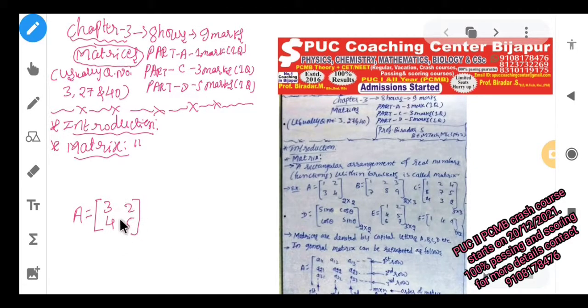Looking at this matrix, how many horizontal rows are there? One horizontal row, next a second horizontal row. So we write 2 rows. Then by, we call this by or cross. 2 by. Next, how many columns? A vertical arrangement we call columns. Vertical arrangement 1, next 2. So 2 columns. Then its order is 2 by 2.